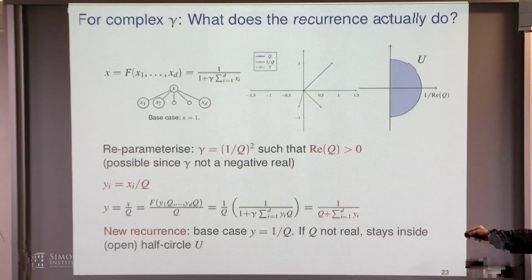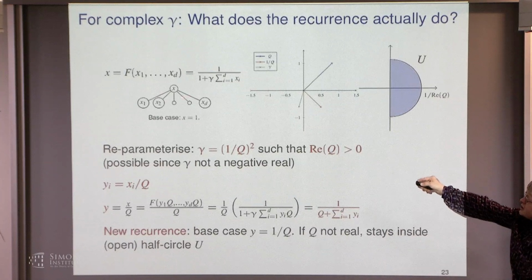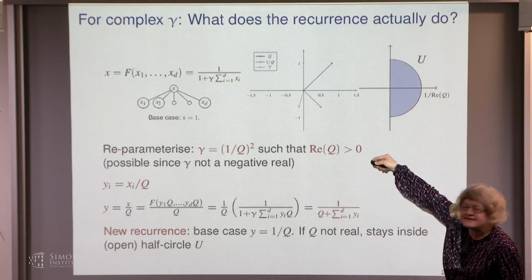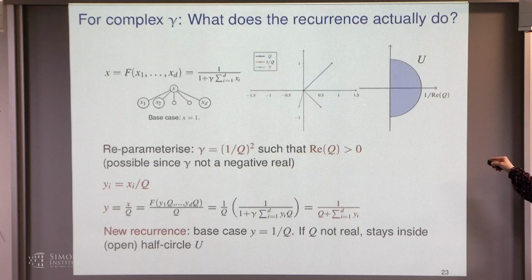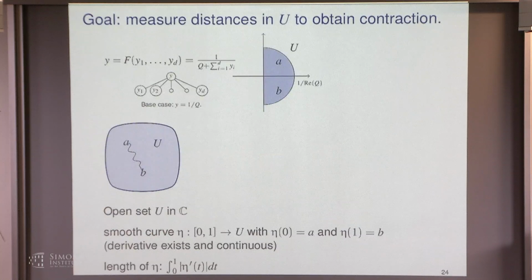Once you reparameterize everybody that way, the first step is figuring out, when you apply the recurrence, where these x's actually live. It turns out that they live in an open disk, really a nice open semicircle, whose radius is 1 over the real part of q, and that's not very hard to show. So that was the purpose of the reparameterization.